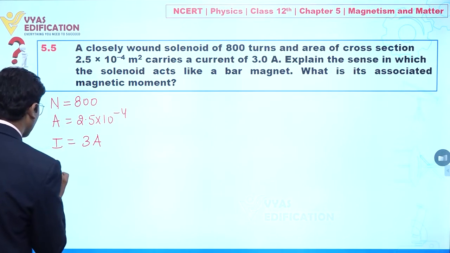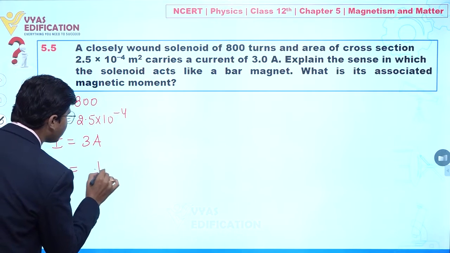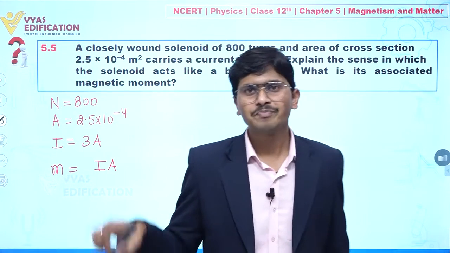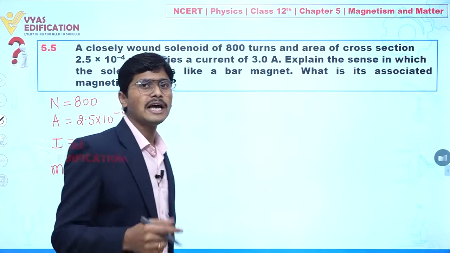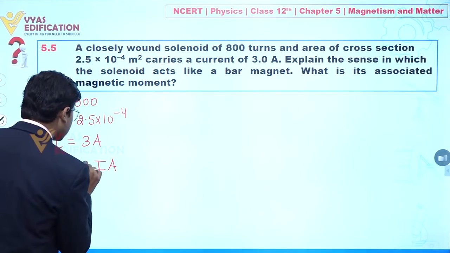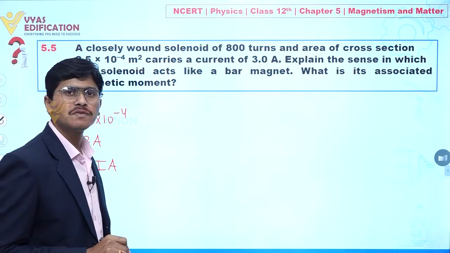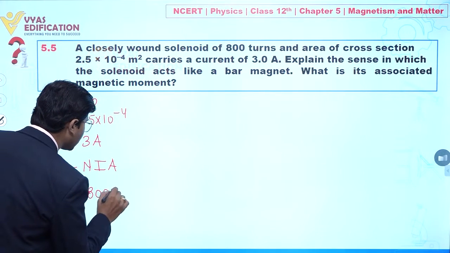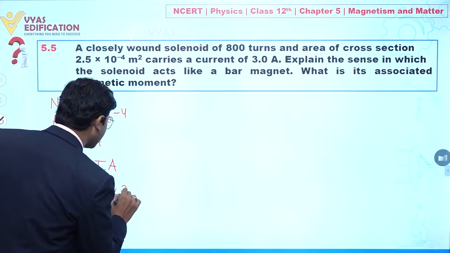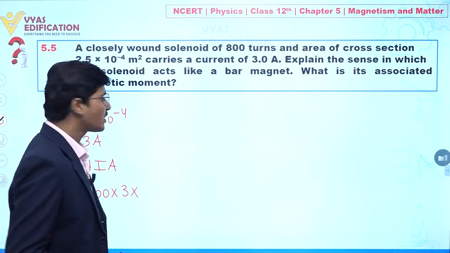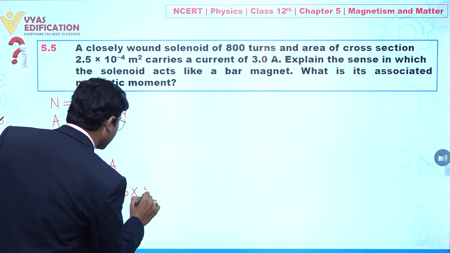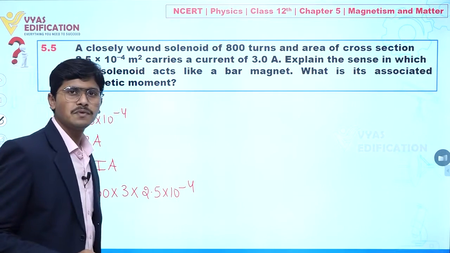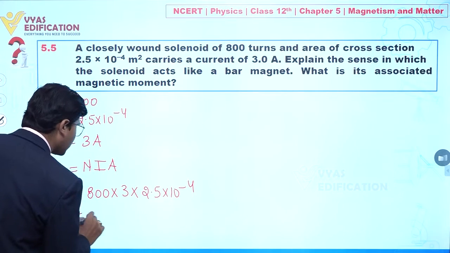So magnetic moment is actually given by I multiply A, but this is related to one current carrying loop. Let's suppose we have a total of n loops, then we can say this is equal to n times IA. So number of turns is given to you, this is 800, multiply current, 3 ampere. And the cross section area is 2.5 into 10 to the power minus 4.